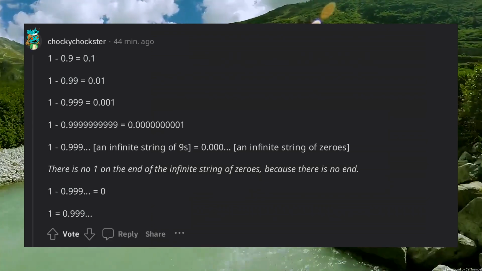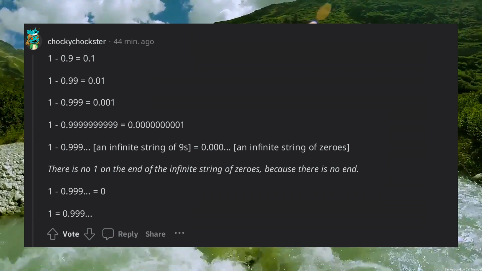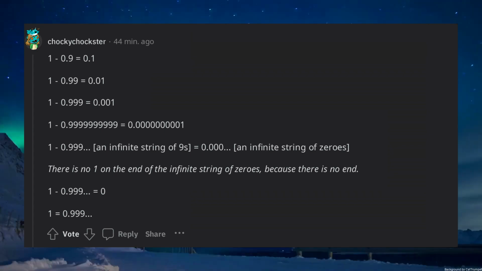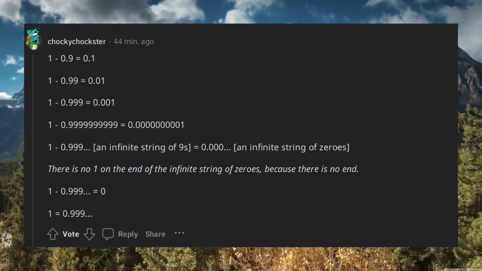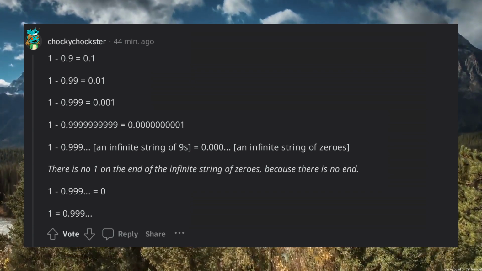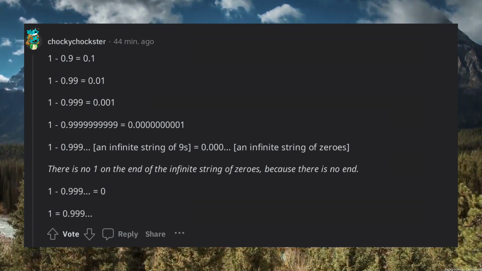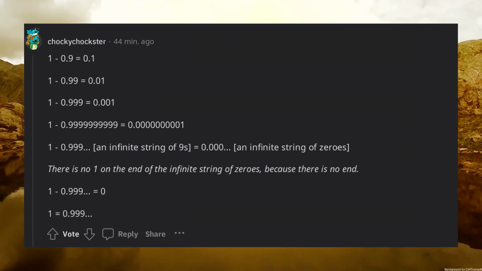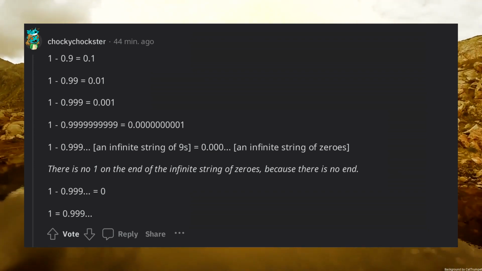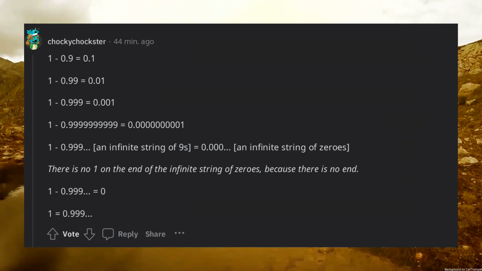1 minus 0.9 is 0.1. 1 minus 0.99 is 0.01. 1 minus 0.999 is 0.001. 1 minus 0.9999999999 is 0.00000000001. 1 minus 0.999... an infinite string of 9's is 0.000... an infinite string of zeros. There is no 1 on the end of the infinite string of zeros, because there is no end. So 1 minus 0.999... is 0.